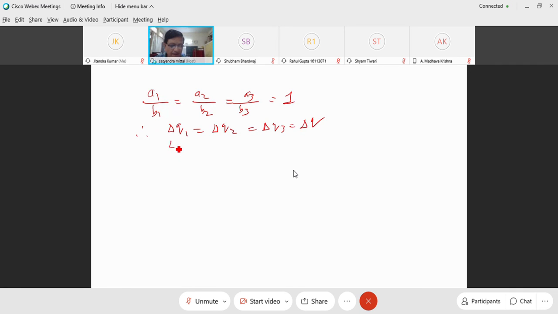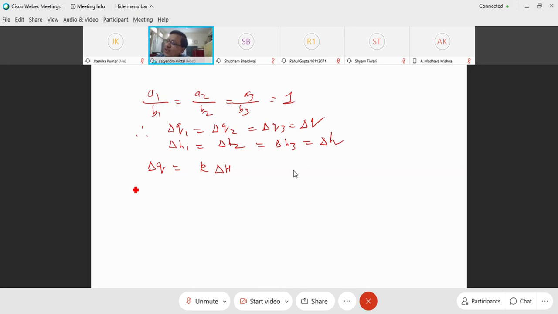And we can also say that delta H3 is equal to delta H. Now, we know that Q is equal to KIA. So we can say that delta Q shall be equal to K into I into delta H upon L, which is the same. A is 1 because A is equal to B. So delta Q is equal to K into delta H.